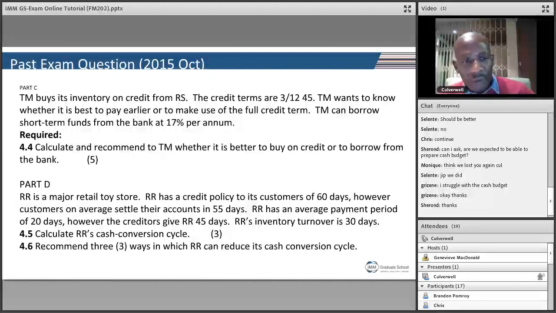Only question 4.5, and then we'll be in a position to move on. 4.6, I think I've already responded to that. Can you kindly calculate your cash conversion cycle on question 4.5? I'll also be doing the same, and then we'll go through it together. How can one calculate the cash conversion cycle looking at the information given there?